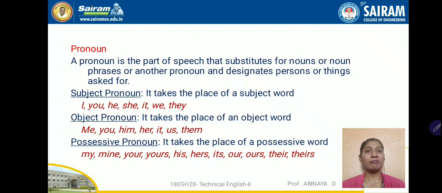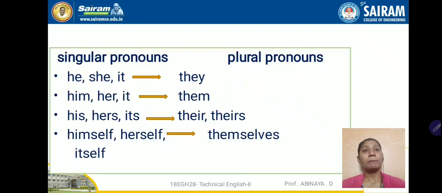And then possessive pronoun. We are owning something. This is yours, that is mine. So we are possessing something. At that time we are using this possessive pronoun. It takes the place of a possessive word. My, mine, your, yours, his, hers, its, our, ours, their. So all these are possessive pronouns.